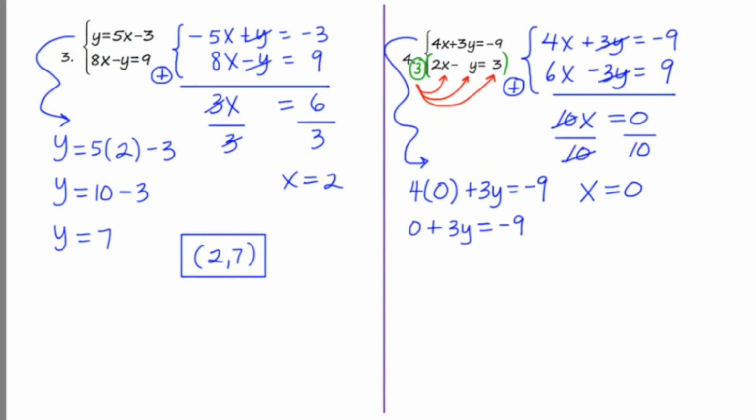Well, 0 plus anything doesn't really contribute anything to the overall sum, so it's just 3y. I'll divide both sides by 3. 3's will cancel. And I'm left with y equals negative 9 over 3, or y equals negative 3. So expressing my final answer as an ordered pair, I get the ordered pair (0, negative 3). Don't forget to write it inside of parentheses.